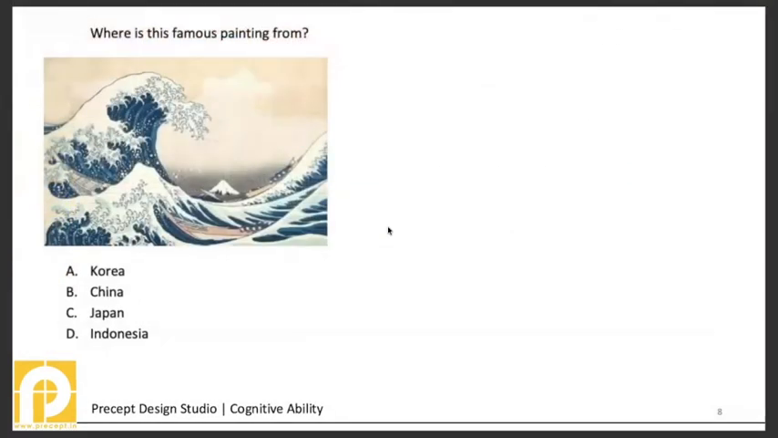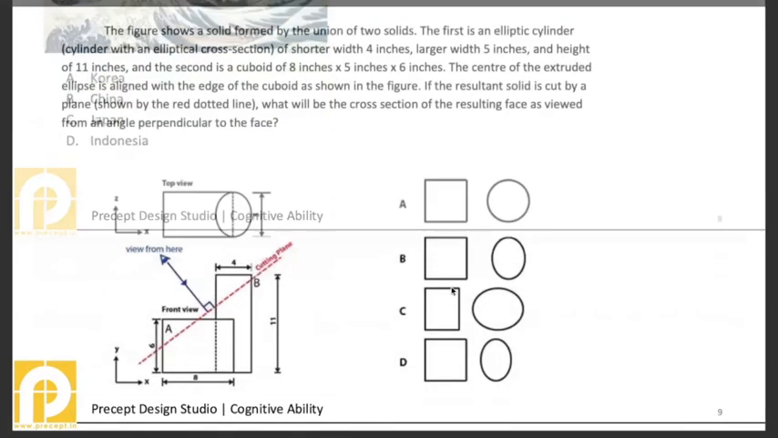Where is this famous painting from? So this is a famous painting called The Great Wave off Kanagawa. It is made by the famous painter Hokusai, and it's from Japan. The correct answer is option C here. We'll move to the next one.